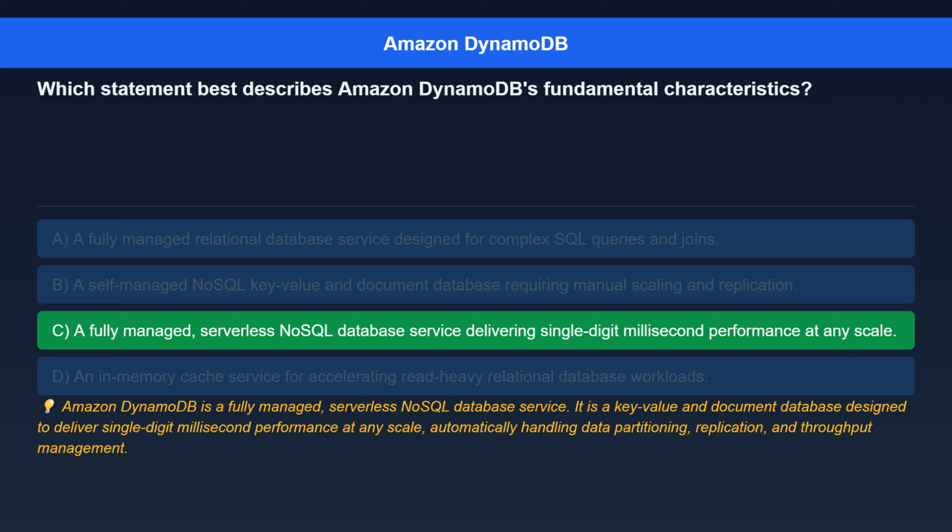The correct answer is a fully managed, serverless NoSQL database service delivering single-digit millisecond performance at any scale. Here's the explanation. Amazon DynamoDB is a fully managed, serverless NoSQL database service. It is a key value and document database designed to deliver single-digit millisecond performance at any scale, automatically handling data partitioning, replication, and throughput management.